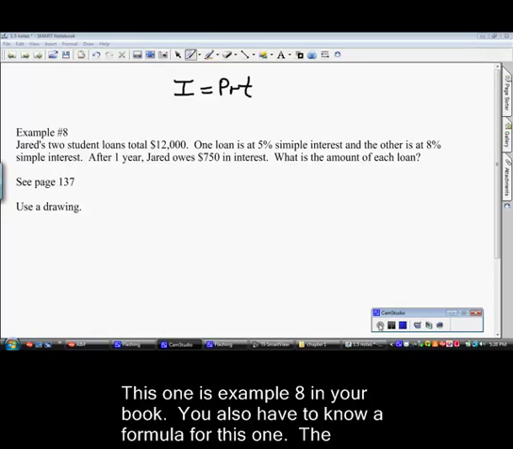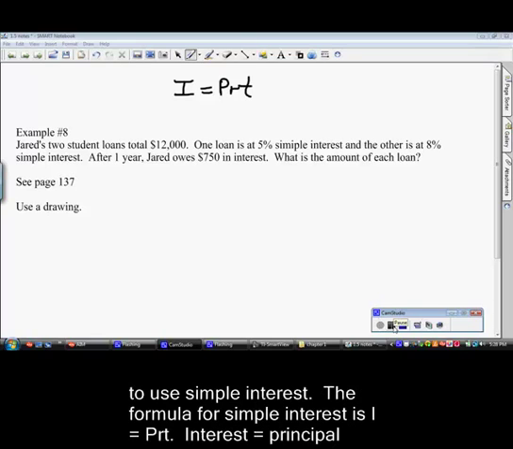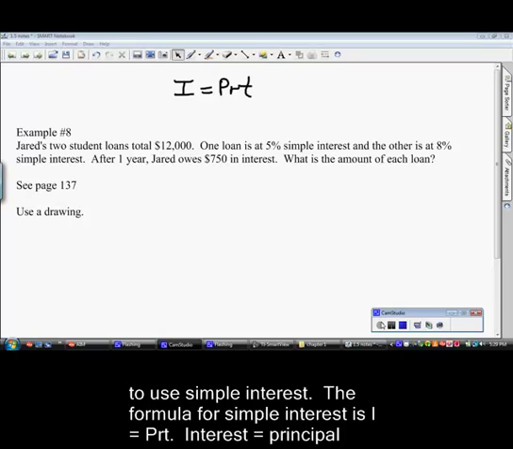This one is example 8 in your book. You also have to know a formula for this one. The formula we're going to use here is for simple interest, and they tell us in the problem that we're going to use simple interest. The formula for interest, simple interest again, is interest equals principal.